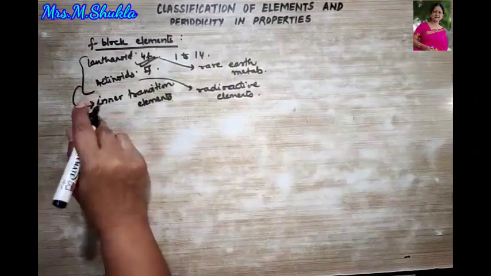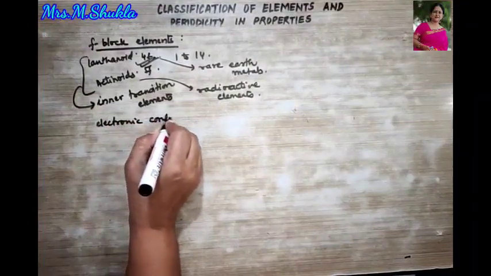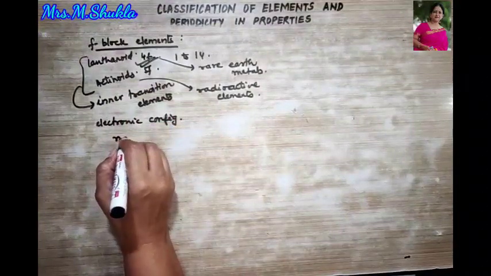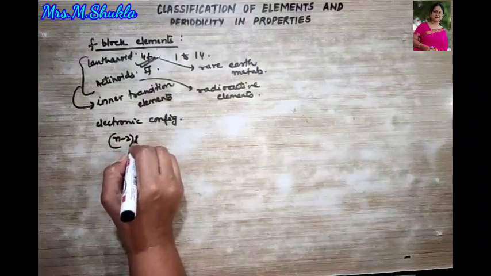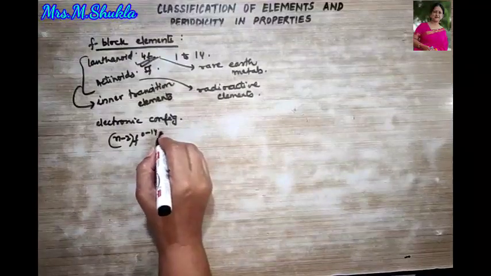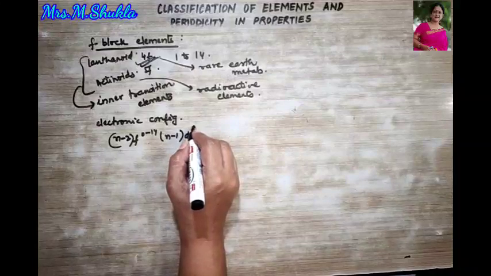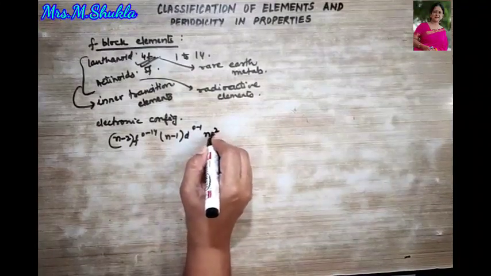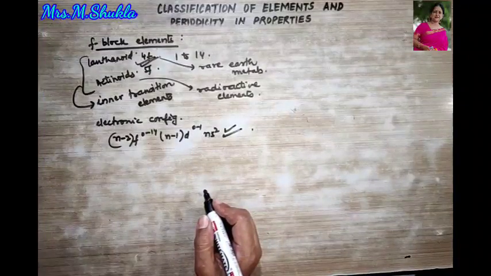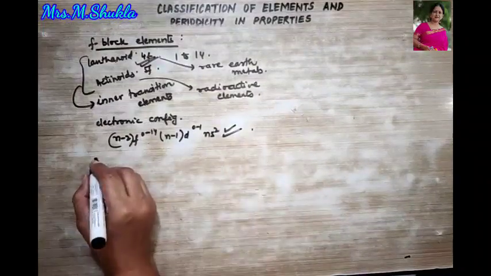Then let us look at the electronic configuration of F block elements. What is it? It is (n-2)f, which ranges from 0 to 14, then (n-1)d, which ranges from 0 to 1, ns2. So this is the configuration that we need to remember for F block elements. We will do the configuration of certain elements, so don't worry about that.